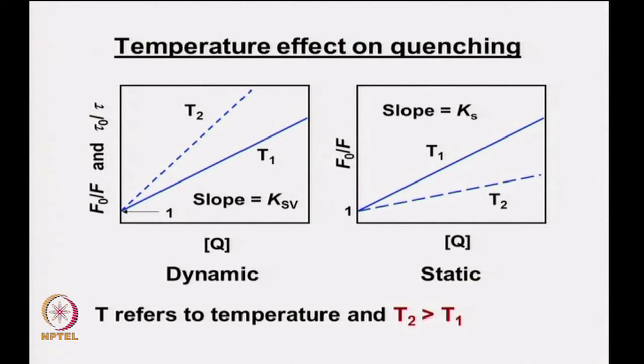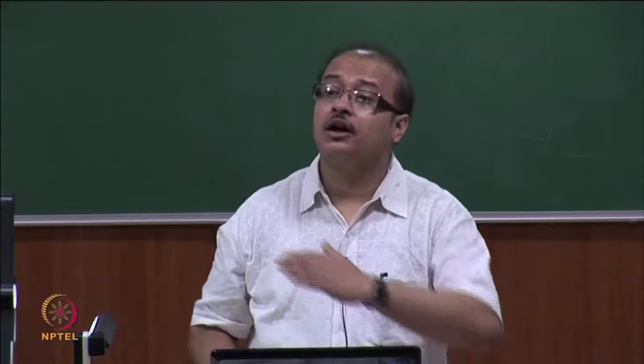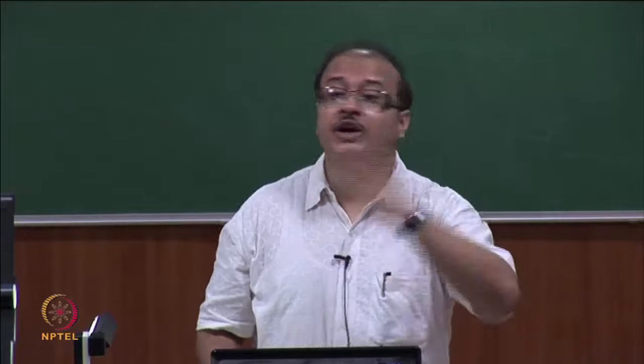Now, try to realize what is going to happen. Again, look at the left curve. In the left curve, we are having dynamic quenching. T1 and T2 are the different temperatures, where T2 is greater than T1. Think about this: when you increase temperature, you increase the thermal energy of the molecules, and hence it is going to increase the diffusion rate. The moment it increases the diffusion rate, the molecules will collide at a higher frequency, and hence if your quenching is purely dynamic, then the rate of quenching will increase.